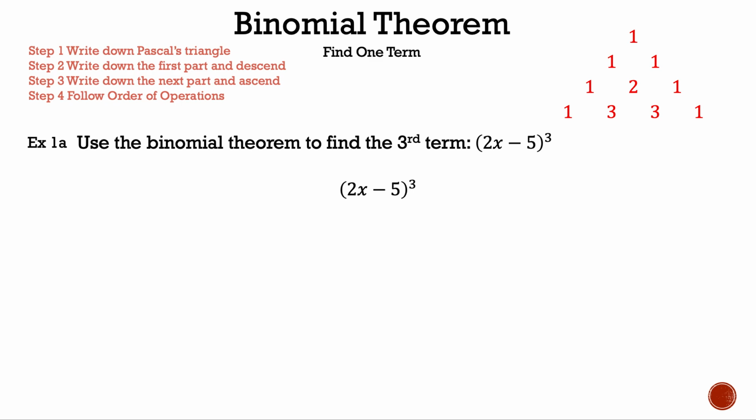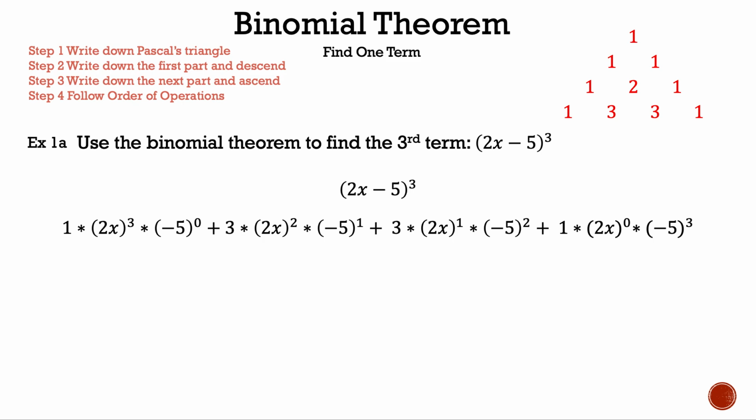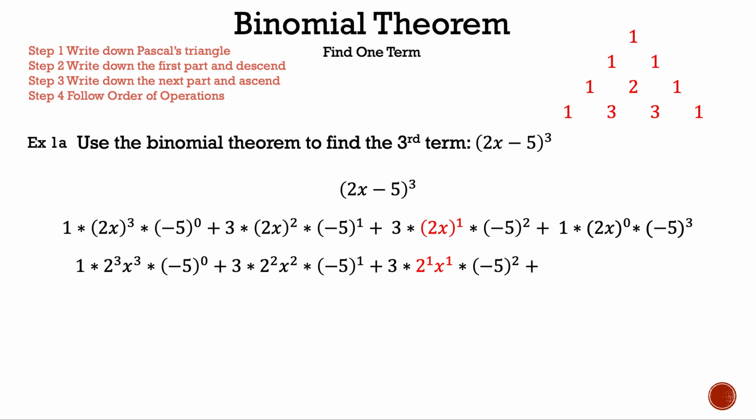Now, let's expand this binomial using the binomial theorem. We have our coefficients from Pascal's triangle. We have our a term, 2x, where the powers are descending, and we have our b term, negative 5, where the powers are ascending. Now, let's simplify by distributing those powers, and the first term becomes 2 cubed x cubed, and the second term becomes 2 squared x squared, and the third term becomes 2 to the first x to the first, and the fourth term becomes 2 to the 0 x to the 0.